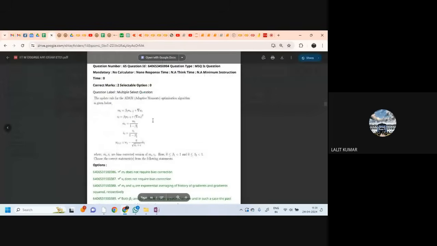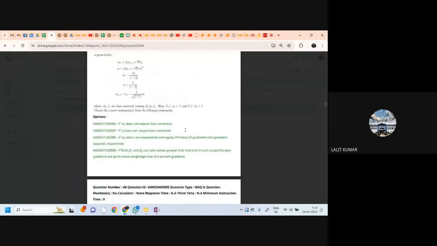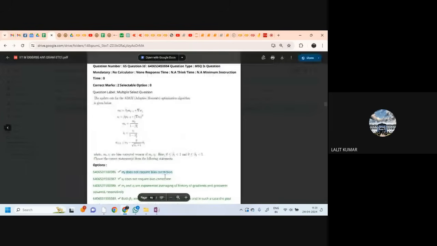MT does not require bias correction. From the following statements: MT does not require bias correction. VT does not require bias correction. MT and VT are exponential averaging history of gradients. Both beta 1 and beta 2 can take values greater than 1, and in such case the past gradients are given more weightage than the current gradients. But why are the first two options correct? They had said that bias correction has to be done in this.